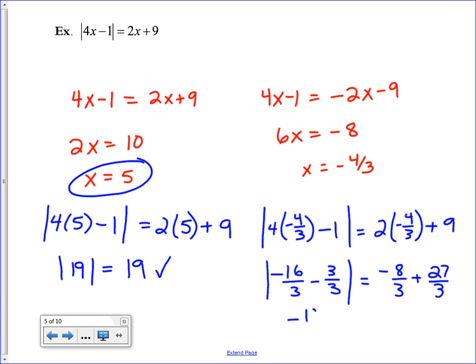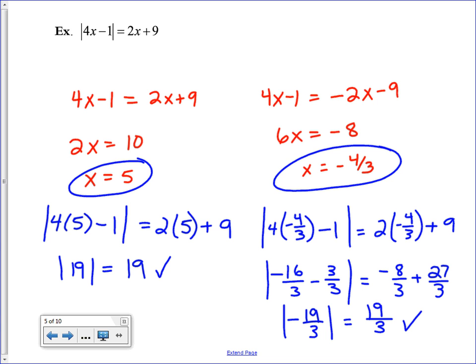This comes out to -19/3 inside of the absolute value symbols. It's not the prettiest number, but it is what we got. On the right, -8 plus 27 on top is +19, denominator is 3. Is the absolute value of -19/3 equal to +19/3? Yes, it is, and therefore this is also one of the solutions. So both of the answers worked this time.